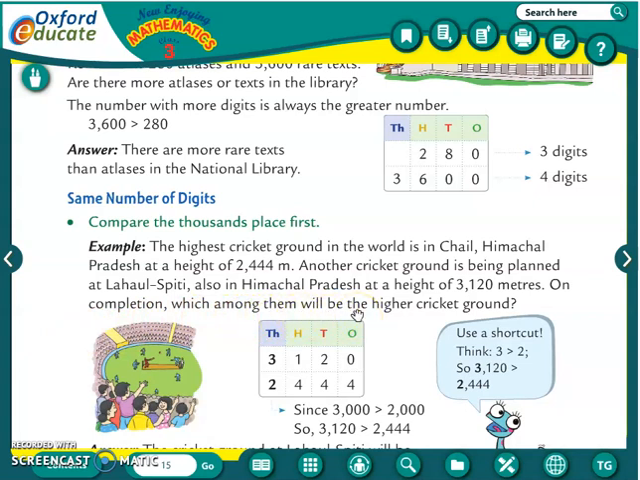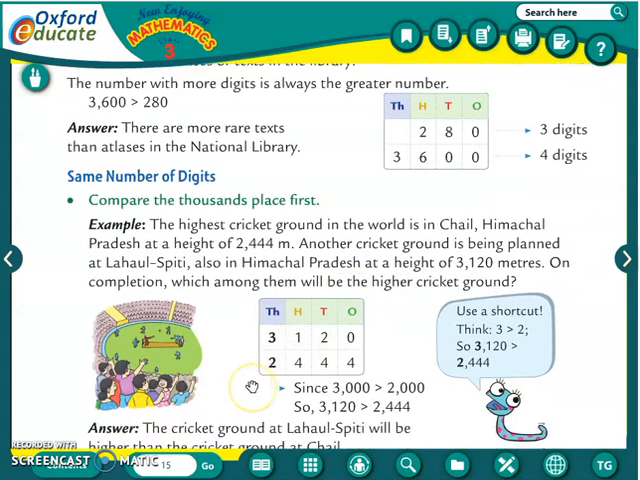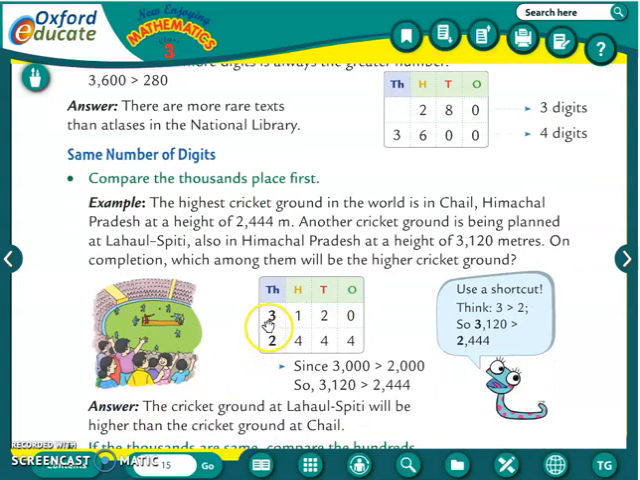So we have to see the height of both the grounds. We will write both the numbers like this: 3,120 and 2,444. And if we are comparing these two numbers, first of all we will see the thousands place. 3 is there and here 2 is there.